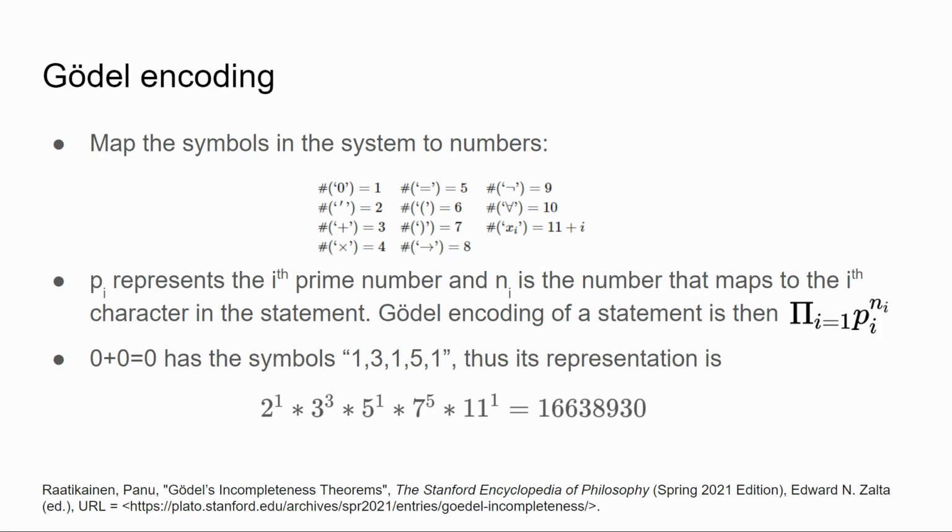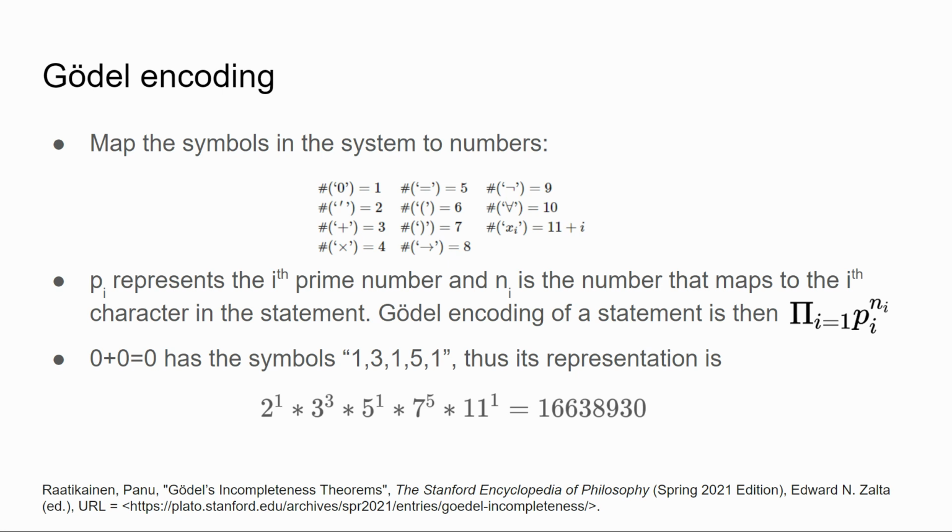The Gödel encoding is then just a series of multiplications of prime numbers raised to the power of their corresponding symbol value. Here we have an example where we convert the statement 0 plus 0 equals 0 into its Gödel encoding. If we were to convert the statement into a sequence of symbol values, it would be 1, 3, 1, 5, 1. This implies that we want to raise the first prime number to the power of 1, the second prime number to the power of 3, and so on. Multiplying the sequence of exponentiated primes results in the number 16,638,930.